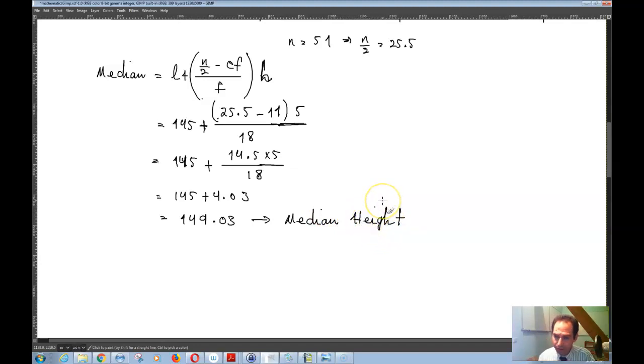And what that means is that about 50% of the girls have heights less than this height, and this is in centimeters, of course. 50% of the girls have heights less than this height, and about 50% of the girls have heights more than this height. So that's basically another example, and let's do one more and then we will wrap this up.